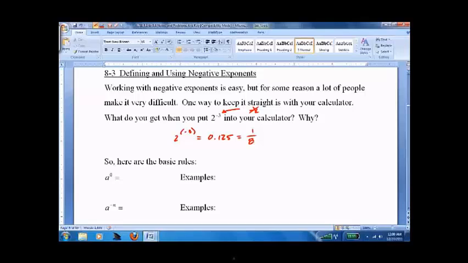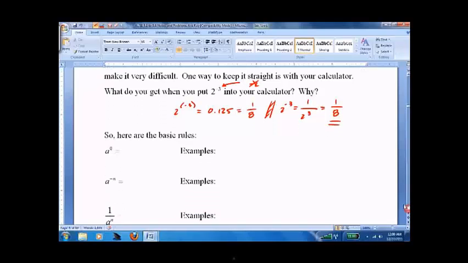Well, the negative exponent just means move it to the bottom. So 2 to the negative third is actually 1 over 2 to the third. That's all it means. Just make sure you remember we're dealing with a negative in the exponent. 2 to the third is 8, so we're getting 1/8. That's it. That's pretty much the whole lesson.